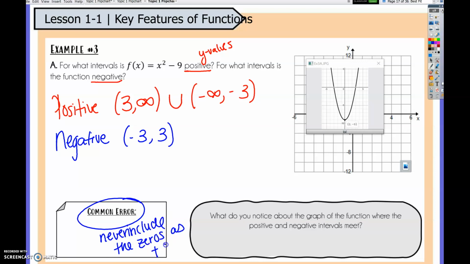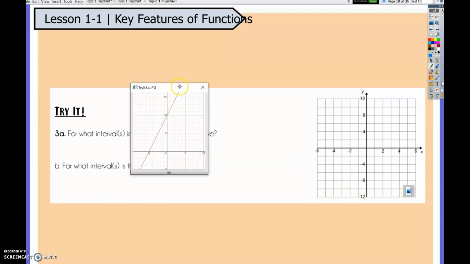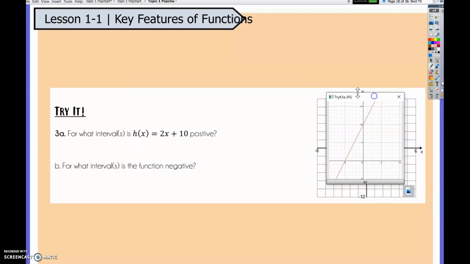For the try it, when is this function 2x plus 10 positive or negative? I'll look again at another graph here. This one's just linear. Positive, again the y values are above the x-axis when they're positive, so negative 5 seems to be our 0, our cutoff. It's positive from negative 5 to infinity. Again, we're using those x values to indicate our interval. And when is the function negative? That's from negative infinity to negative 5.